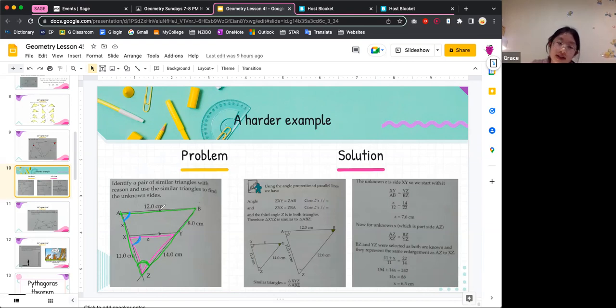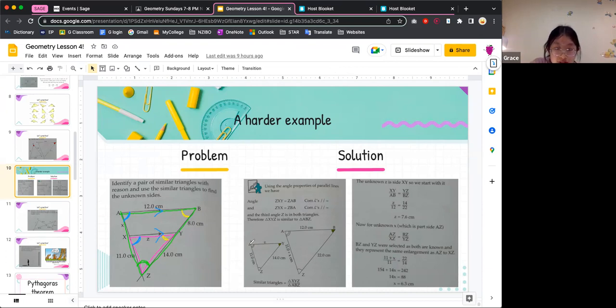And we know that because they've marked out these parallel lines for us, right? So we can use corresponding angles to work out that they're the same. And we've got another pair of angles here. They're also corresponding, so they're equal. So that's how we know that they're similar.